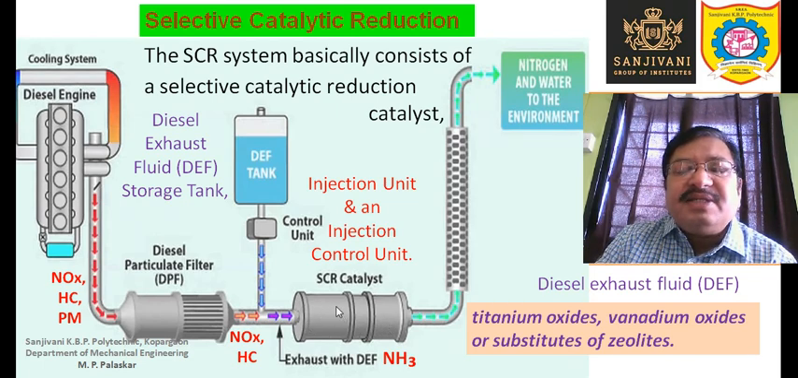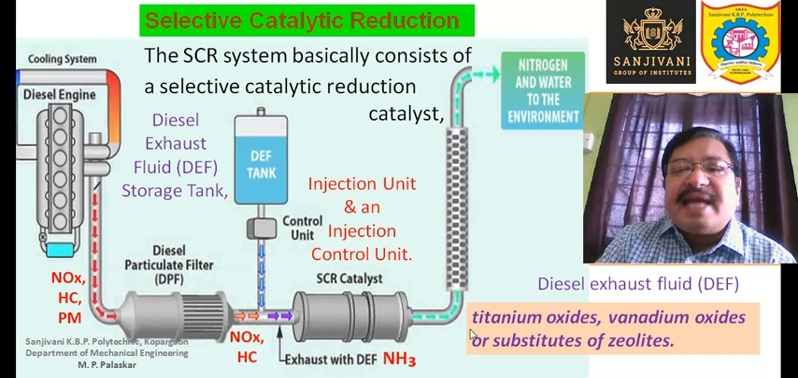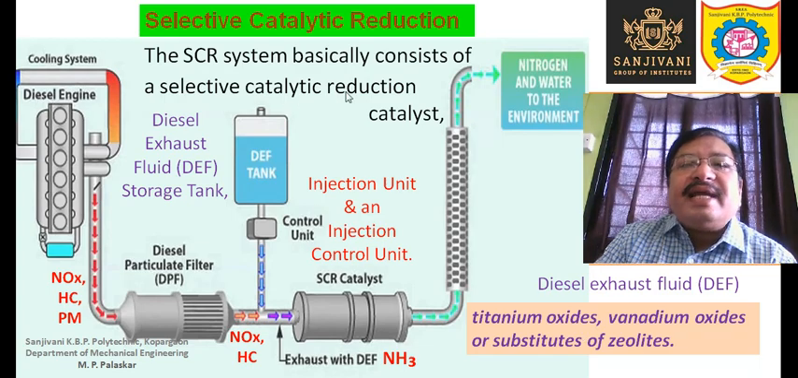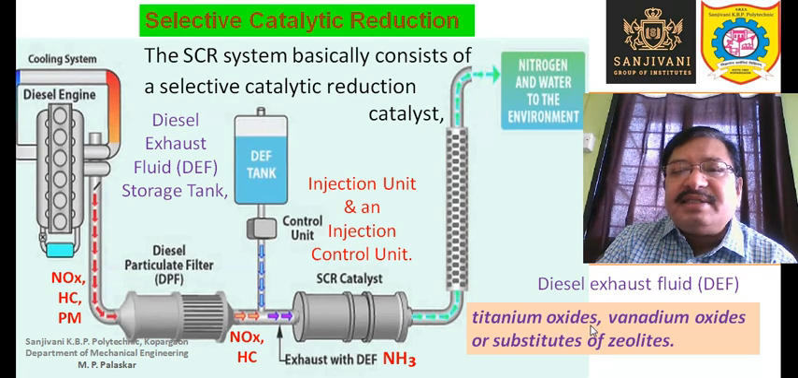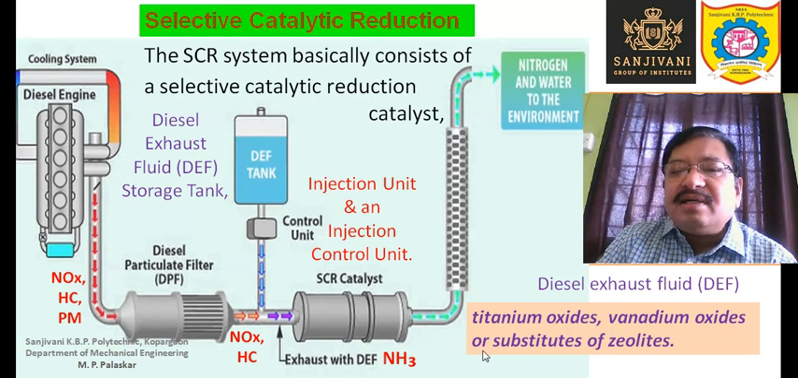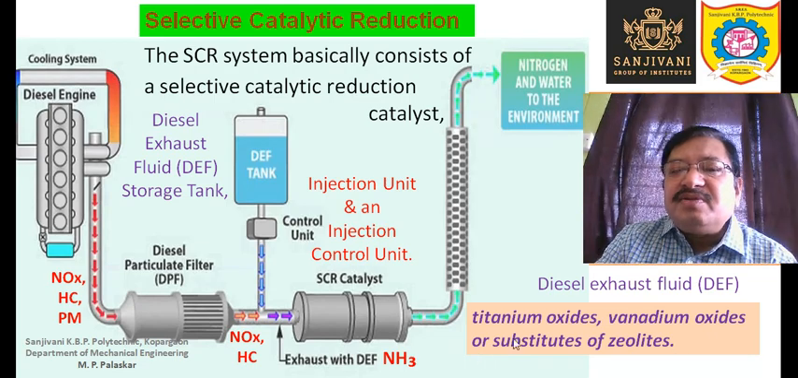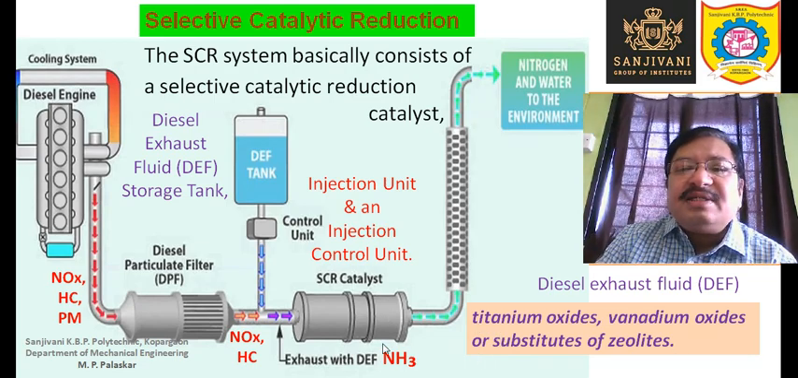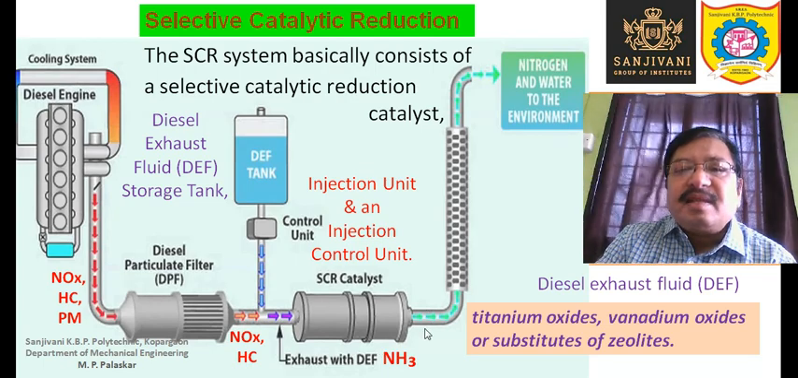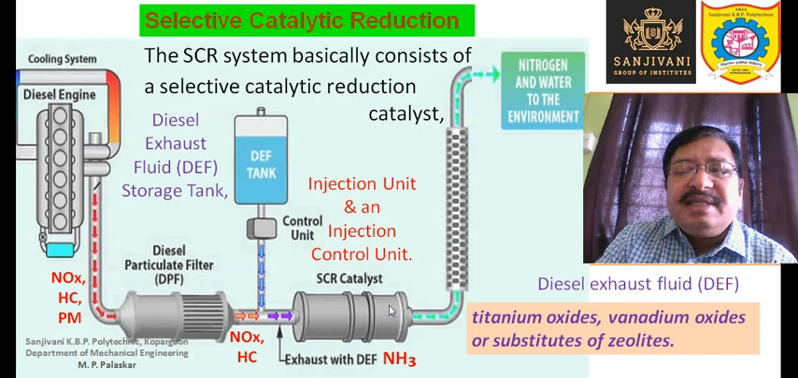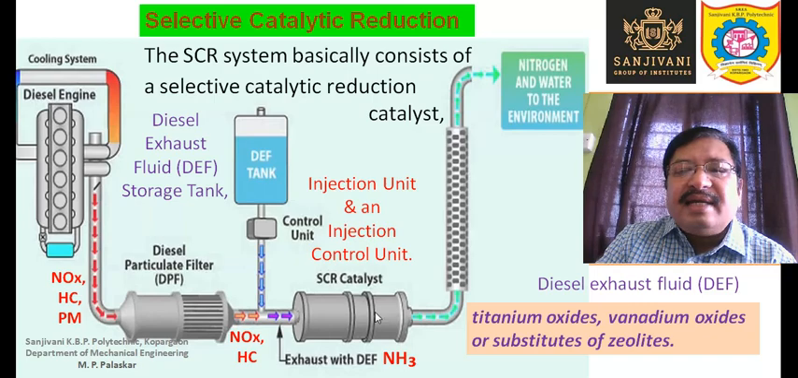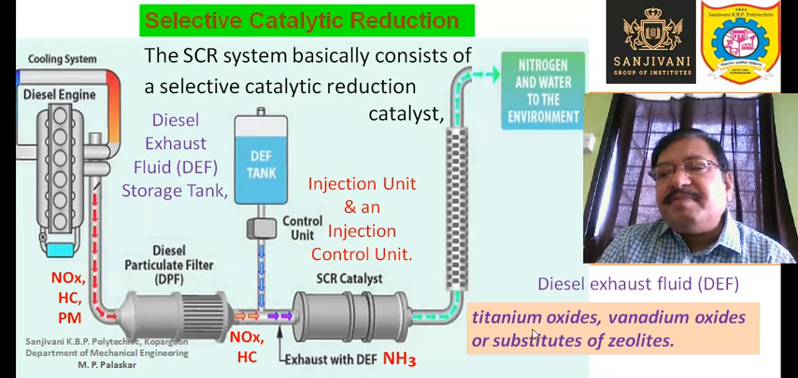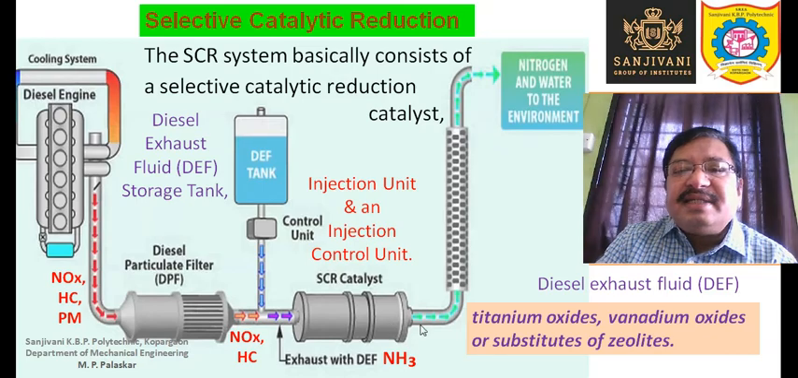That means that bed is coated with substances which act as the catalyst, that is, the selective catalytic reduction catalyst. And these substances are nothing but the titanium oxides, the vanadium oxides, or the substitutes of zeolites. So these substances are coated on this particular bed of the SCR, which is used for the catalytic reduction, and in the presence of these catalysts, the chemical reaction takes place.